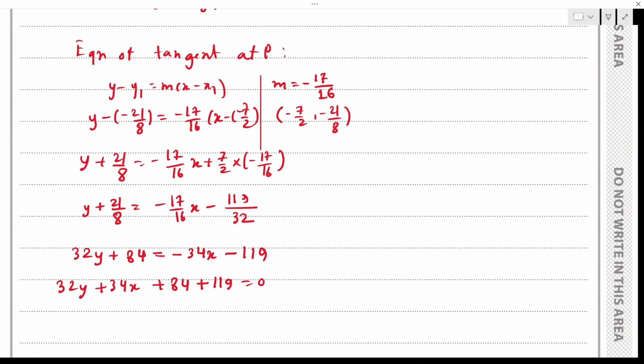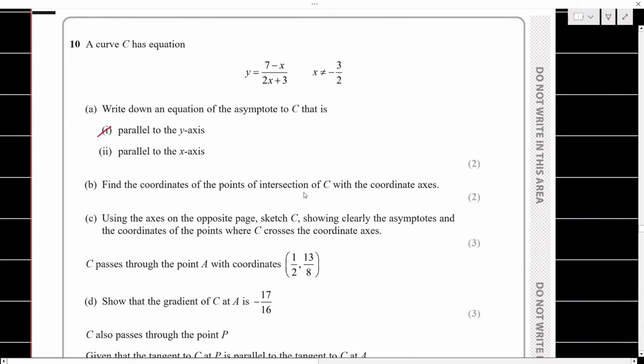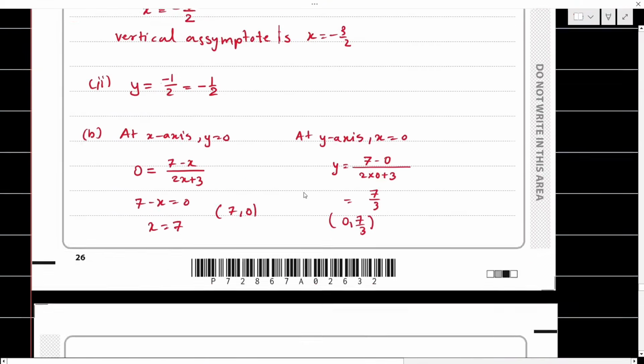Ultimately, we get 34x plus 32y plus 84 plus 119, which is equal to 203. This is our equation for our tangent, and this is our answer to part E. And this concludes our question number 10. We can now move to question number 11.